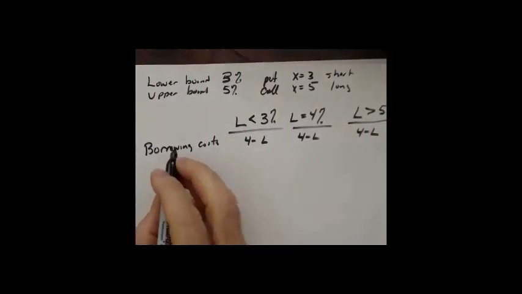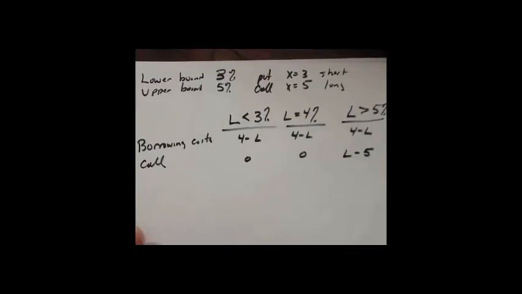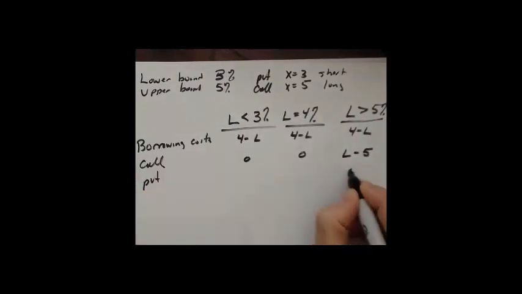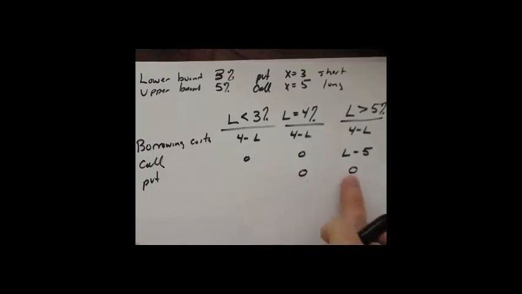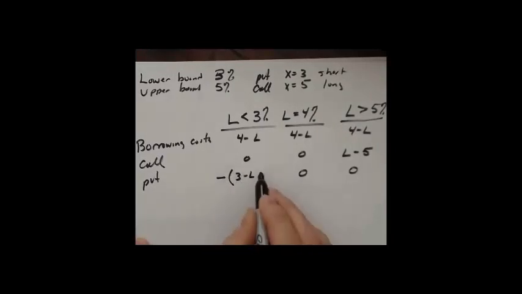Now we're going to look at the call. With the call, we have a strike at 5%. So the payoff is 0, the payoff is 0, and the payoff here is L minus 5. And we're going to have the put. Just do the easy part: the put is going to have no payoffs when interest rates go up, but when interest rates go down, it's going to be negative 3 minus L.